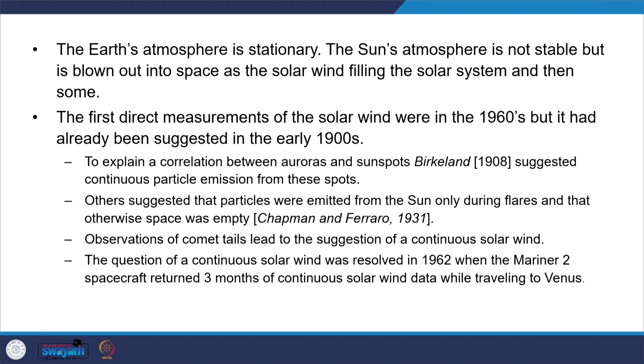So, to explain a correlation between the aurora and the sunspots, Birkeland suggested that there is a continuous stream of particles from the sunspots. Whenever there were auroral observations in northern Europe or at high latitudes, they were always accompanied by a larger number of sunspots on the sun. So people thought plasma is emanating from the sunspots and then reaching the Earth. That's why it is able to create the auroras.